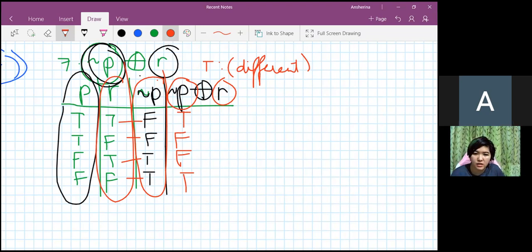I'll change and mag-share screen naman yung isa kong account, no? Take a breather. Because it's another truth table coming.